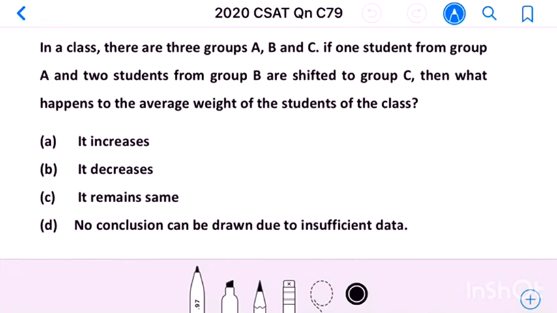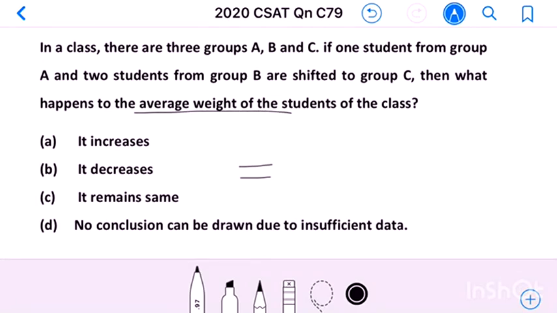Question number 79. In a class, there are three groups A, B and C. If one student from group A and two students from group B are shifted to group C, then what happens to the average weight of the students of the class? So here, in a class, the students are grouped into three. Then one student from group A and two students from group B are shifted to group C. Then what happens to the average weight?